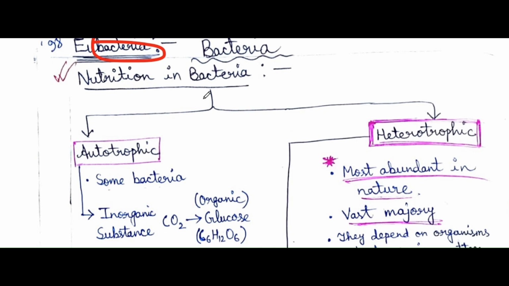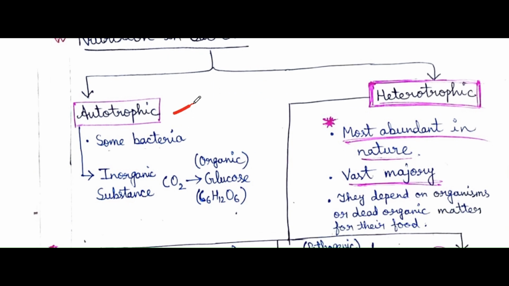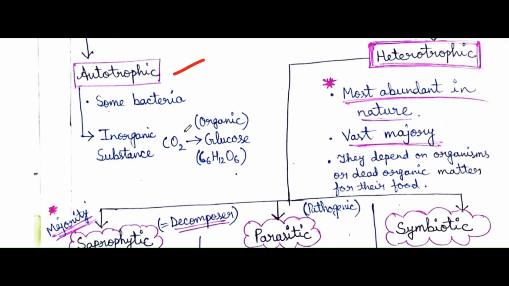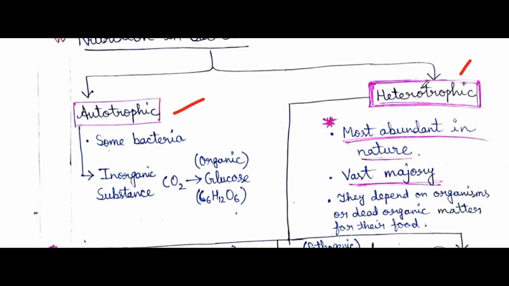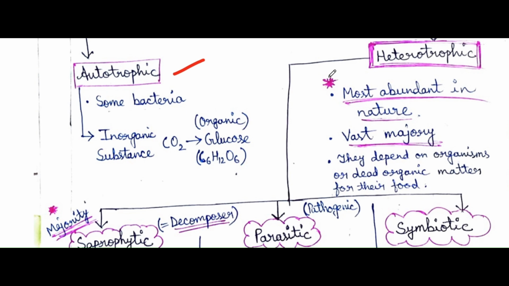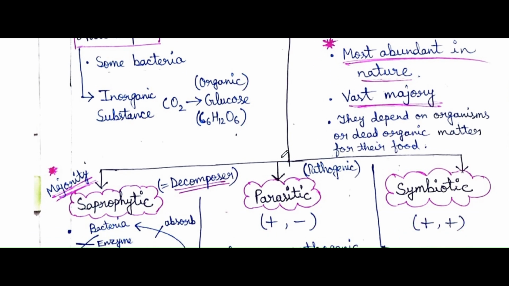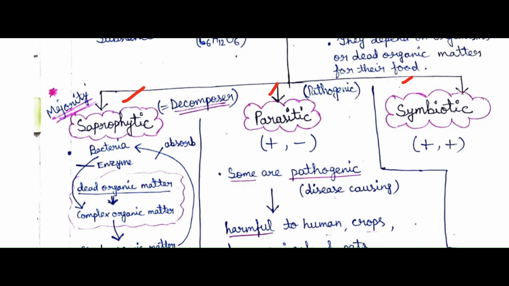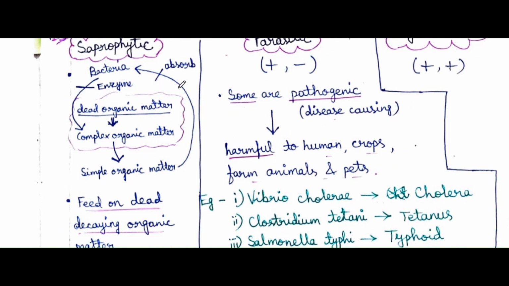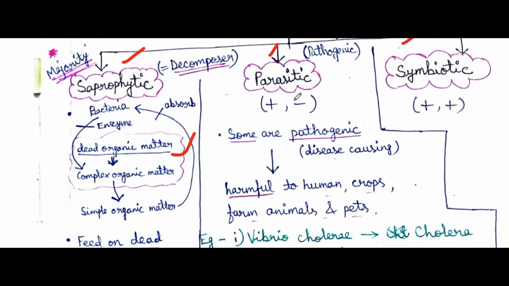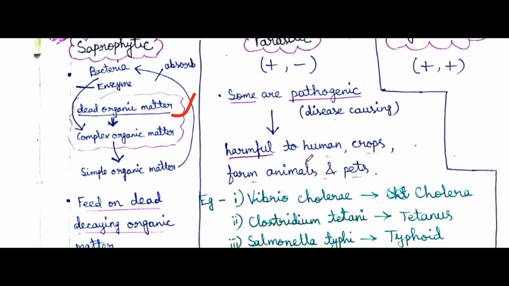Nutrition in bacteria is divided into two parts: autotrophic and heterotrophic. Autotrophic means they can produce their food on their own. Heterotrophic means they can't. Heterotrophic bacteria are also divided into three parts: saprophytic, parasitic, and symbiotic. Saprophytic means they gather their food from dead organic matter. Parasitic means they are pathogens and harmful to us and other animals.